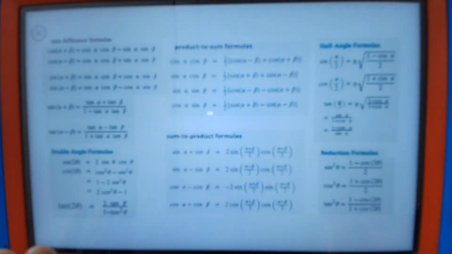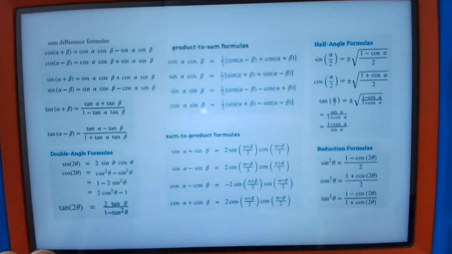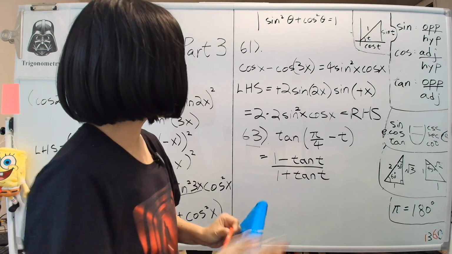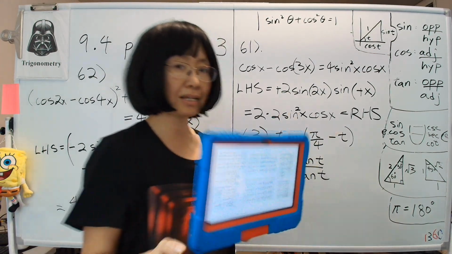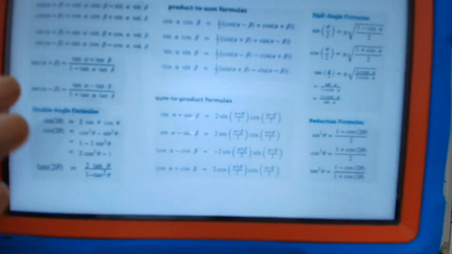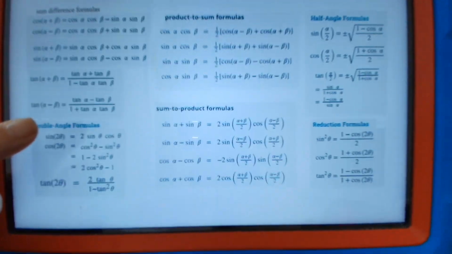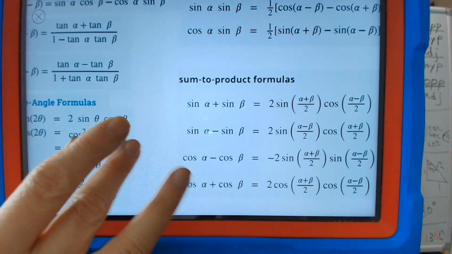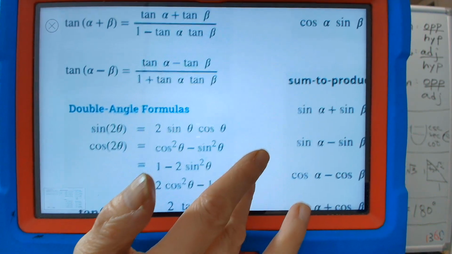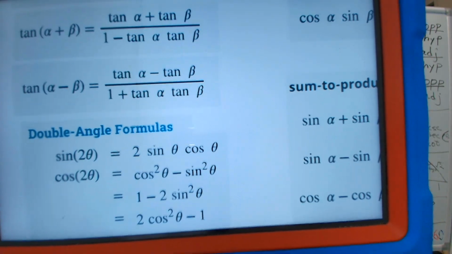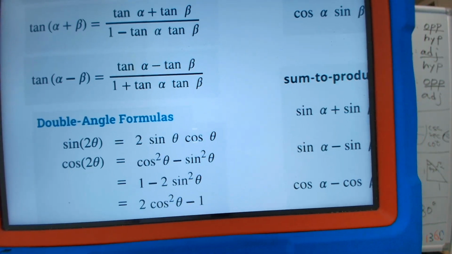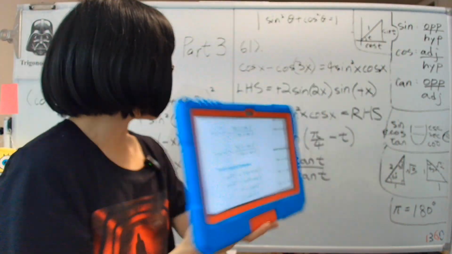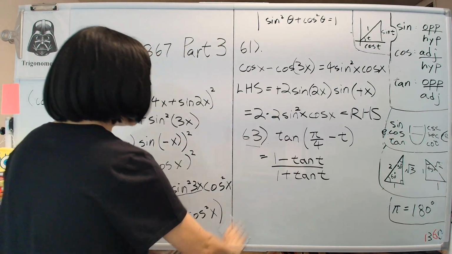Here's my formula pile, and here is tangent of a plus b. But what's our problem? Oh, minus. We have tangent pi over 4 minus t, so we'll look for the minus one. Right here, let's zoom in. Yeah, tangent of alpha minus beta. I'm going to make it bigger. All right, tangent of alpha minus beta equals tangent alpha minus tangent beta over 1 plus tangent alpha tangent beta. So we'll plug that formula right in here.